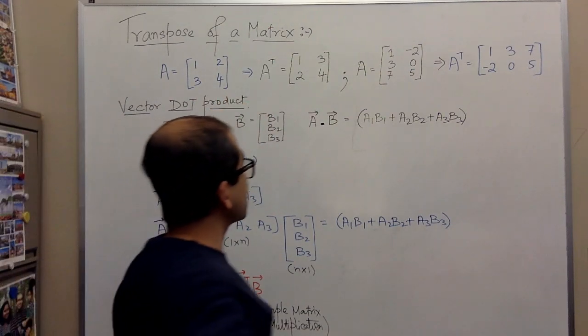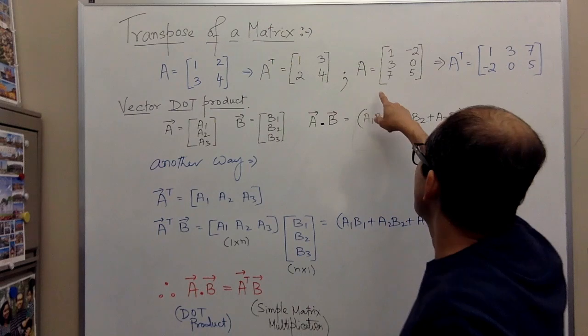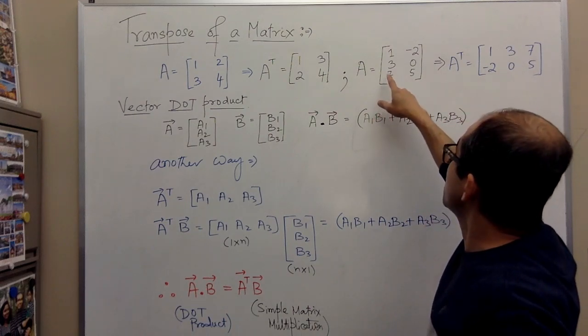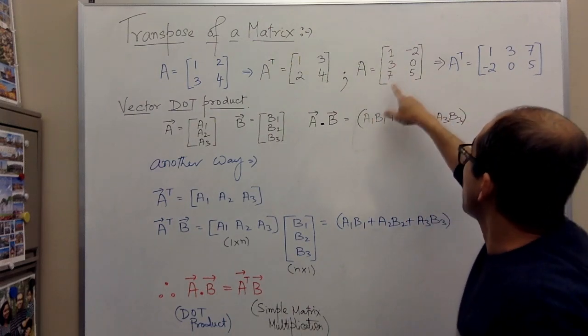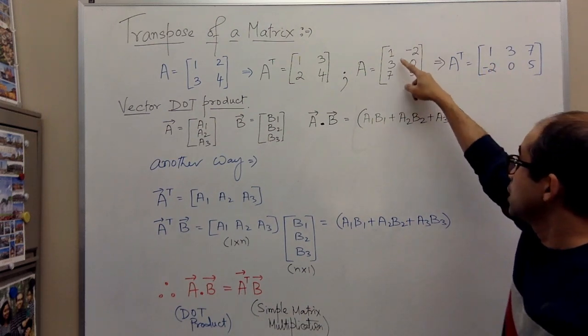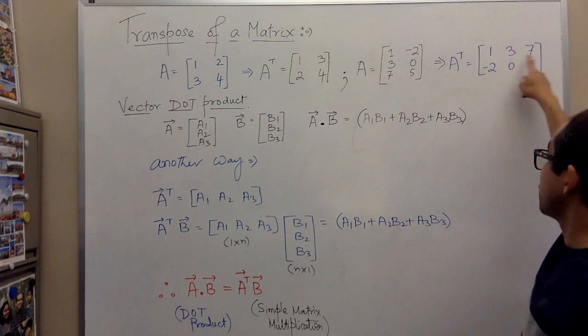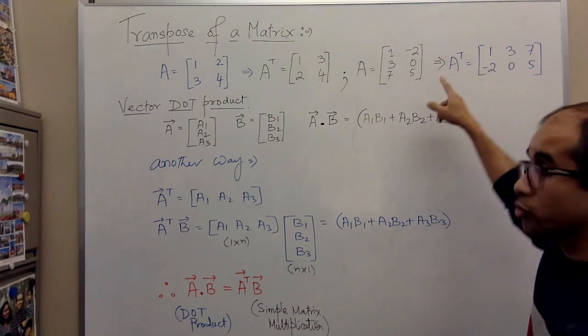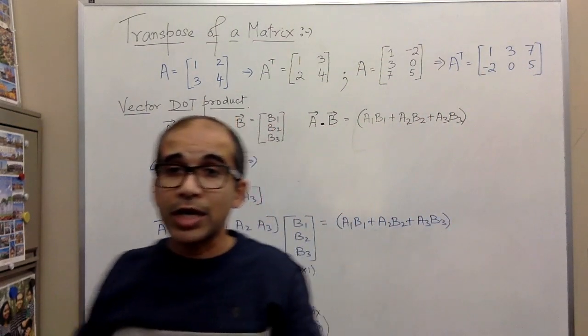Similarly, another example you can see here is a matrix with 3 rows and 2 columns. It becomes 2 by 3. Okay, 2 rows, 3 columns. So you see 1 3 7, the first column becomes the first row and the second column becomes the second row. So now we understand what a matrix and its transpose are.